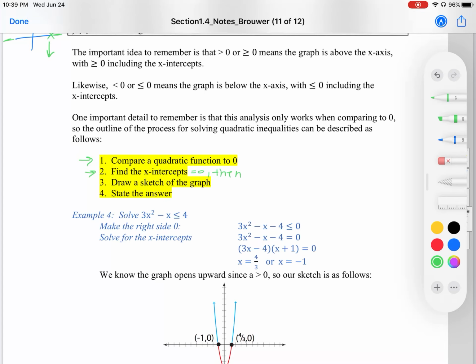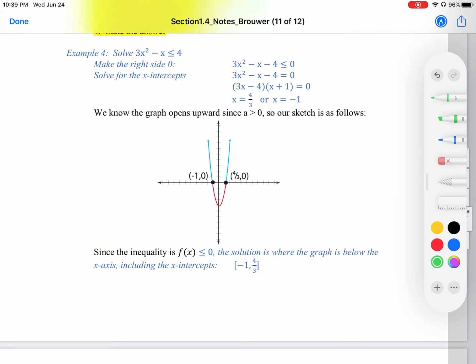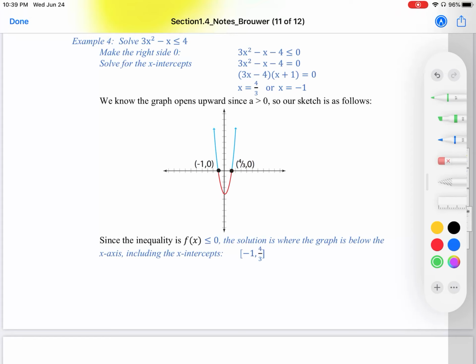Then solve. Draw a sketch of the graph and state your answer. So let's go ahead and do example 4. Solve 3x squared minus x less than or equal to 4.